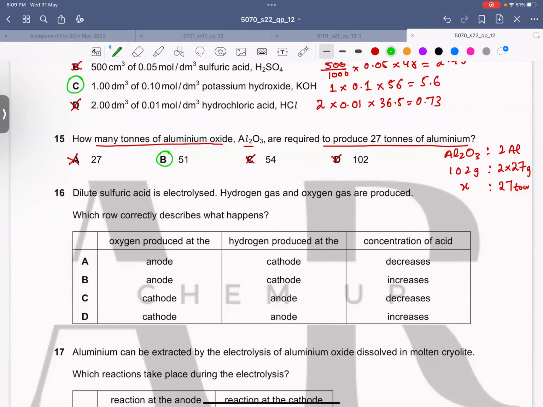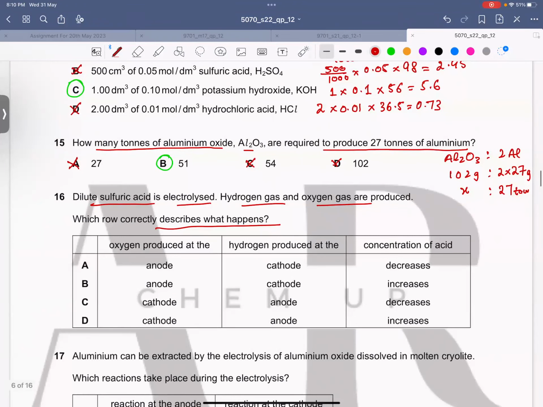Okay, now question number 16. When dilute sulfuric acid is electrolyzed, hydrogen gas and oxygen gas are produced. Which option correctly describes what happens? Oxygen is produced at the anode from hydroxide ions, so it goes wrong. Concentration of acid, because hydrogen and oxygen are given off, so the amount of water is decreasing, which makes the acid more concentrated. Yes, very good. So the concentration increases. So A goes wrong and B is your correct answer.